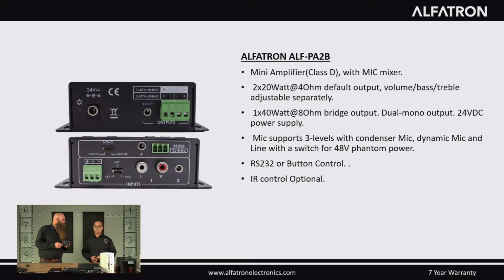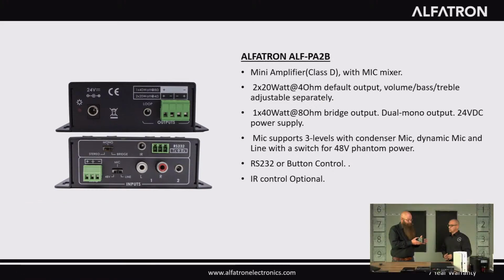The Alphatron PA2B is a compact-sized digital amplifier, class D. It has three inputs, two line and one balanced mic input. It is integrated with a lot of powerful functions such as bridge connection, dual mono, EQ control, microphone mixing, etc. The amplifier also supports 2x20 watts at 4 ohm dual mono output and 1x40 watts at 8 ohm bridged output. The unit is controllable via top panel buttons and RS-232. The IR control is an optional extra. It's a perfect solution for small huddle rooms or boardrooms with 2 to 4 speakers.